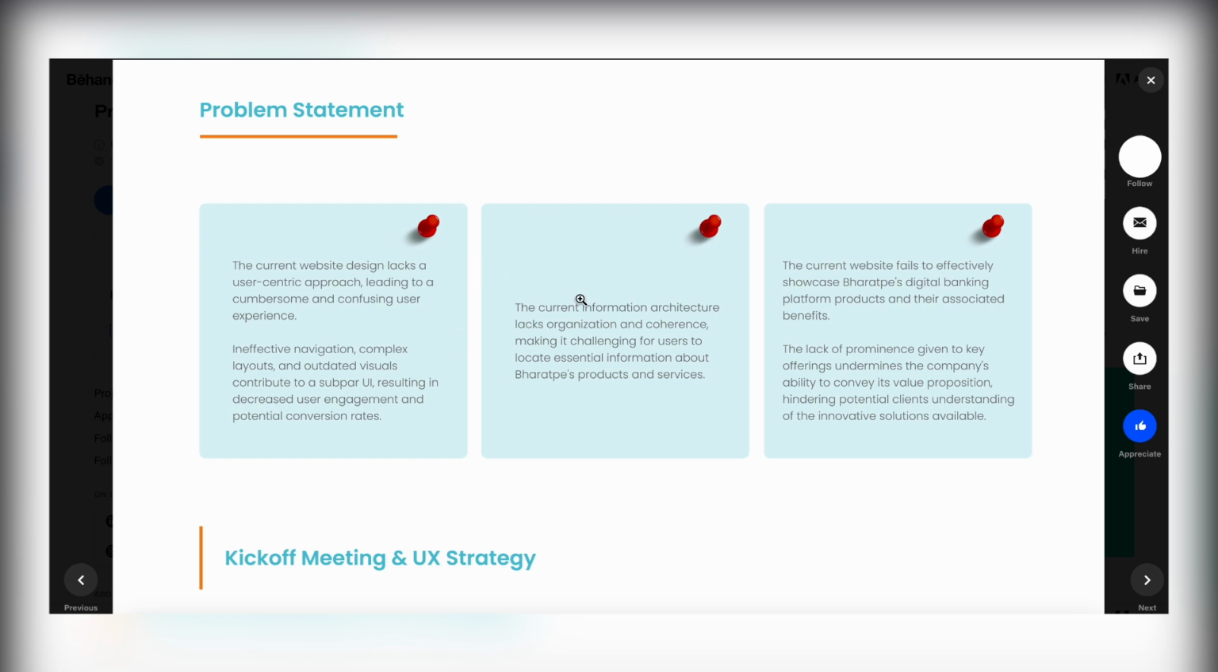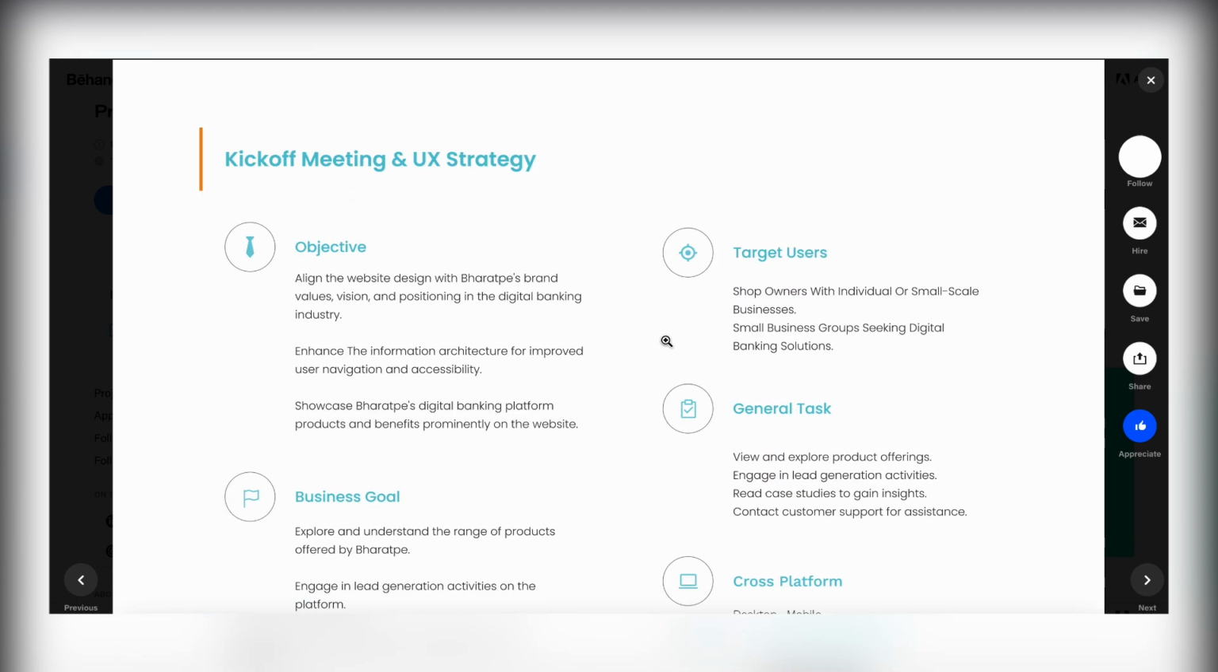So you got to mention that over here because right now if I read, he said the current website design lacks a user-centric approach. Current information architecture lacks organization. Okay, but these just seem to be usability issues. Was there any metric you were solving for, right? Did you want to help users understand a certain feature, something like that? So make sure your problem statement is crystal clear.